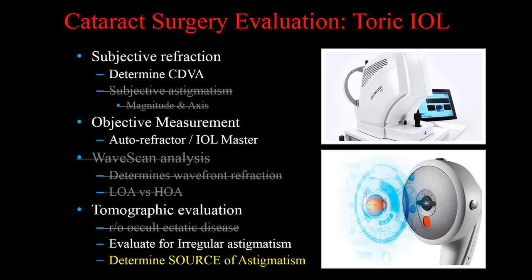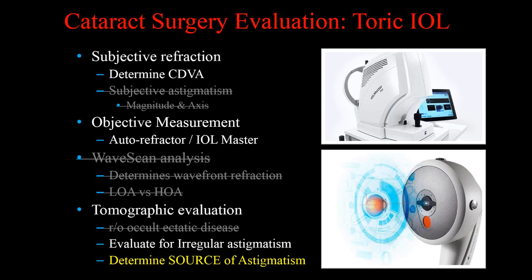If we now turn over to cataract surgery, things are really very, very different. We do a subjective refraction really just to determine the impact of the cataract. In other words, what's their best corrected vision? It's not a reliable indicator for the astigmatism because it's affected by the cataract. The same thing is true for an objective measurement, whether it's an autorefractor.